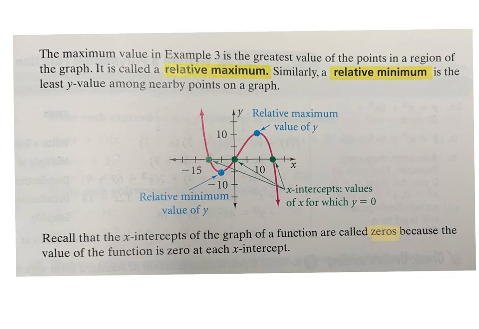Because anytime y is 0, you're crossing the x-axis. So another way to say that is, where are the x-intercepts? So we have zeros, x-intercepts, and where y equals 0. Whatever it's going to say, they're all the same thing. It's where it's crossing the x-axis.